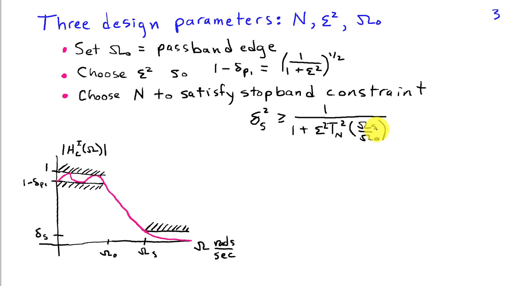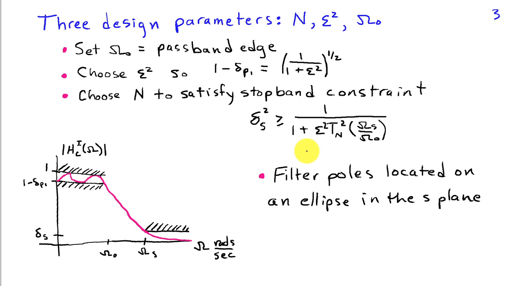At frequency omega sub s, which is our stop band, we want the magnitude response squared of the filter to be less than delta sub s squared. And by increasing n, we get increasing levels of attenuation in the stop band.